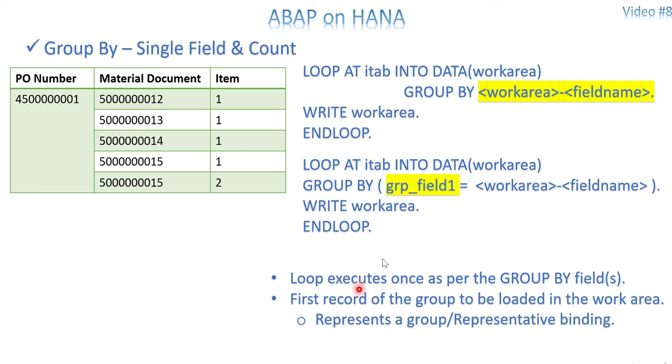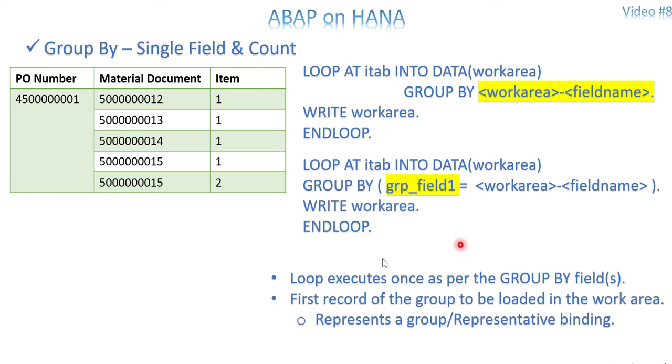Okay, and the first record of the group is loaded into the work area. Only the first record, PO number, material document and item, is loaded at the work area level. Technically we should know some terminology here: the first record is called the representative of the group, and we call this representative binding. Whatever example you are seeing here is nothing but representative binding. We have one more binding as well, which we'll see quite later.